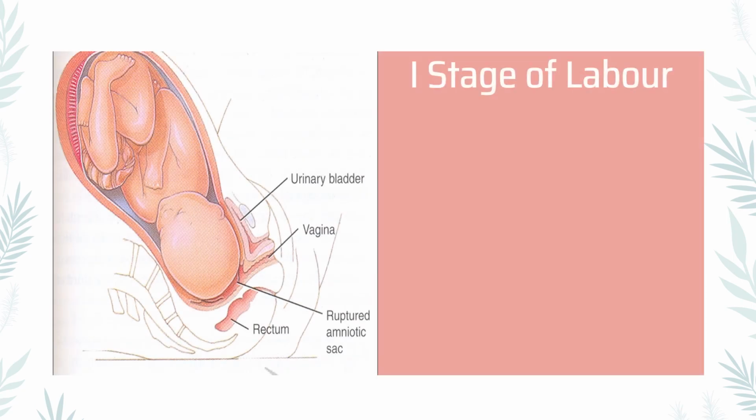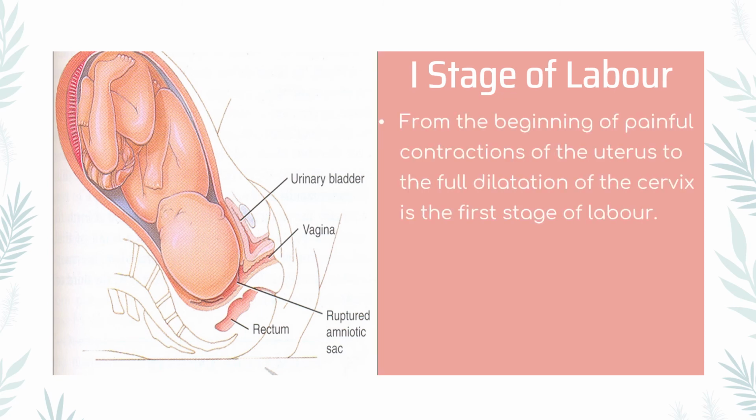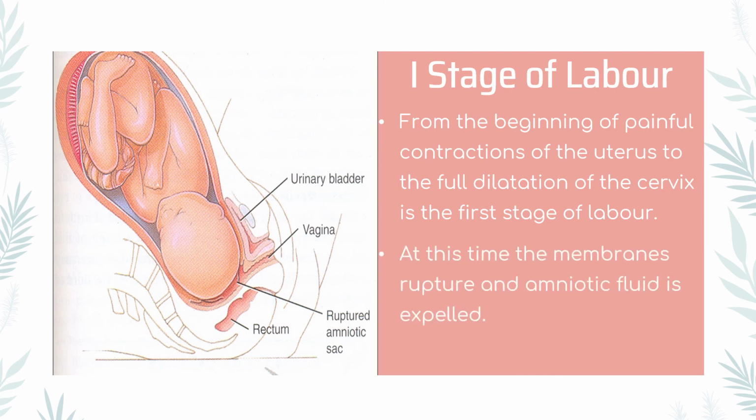So there are three stages of labor. The first stage of labor, from the beginning of painful contractions of the uterus to full dilatation of the cervix. At this time, the membranes rupture. There is a rupture of the amniotic sac, and the amniotic fluid is expelled. This stage lasts for about 16 hours.